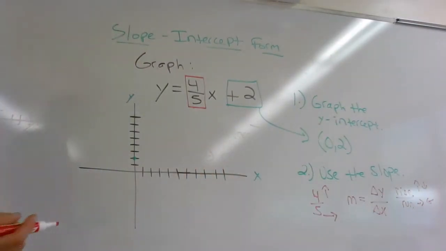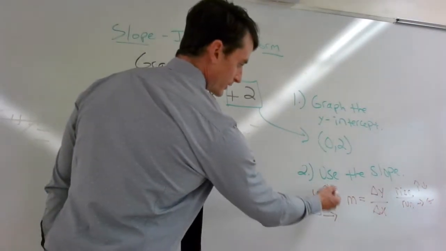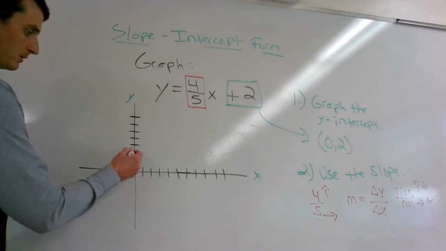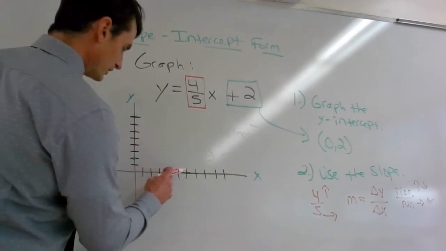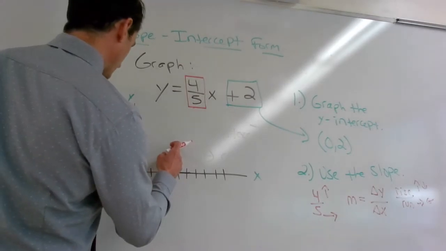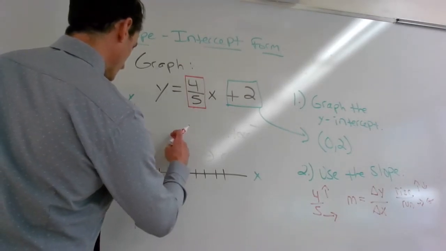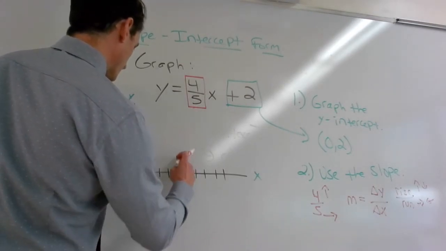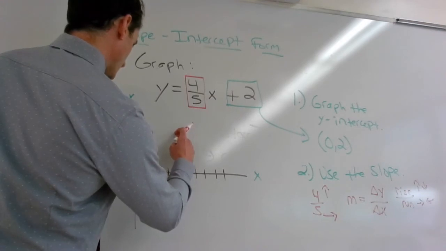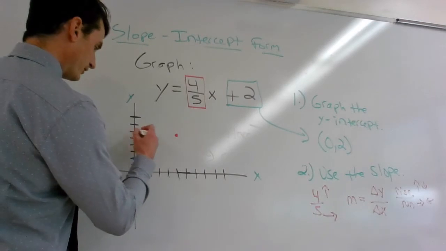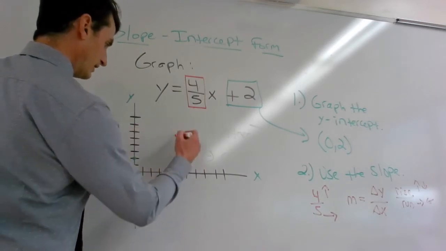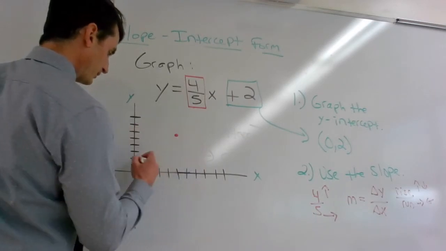Okay? So because we have a positive 4, we're going to go up. So up 1, 2, 3, 4, and over 1, 2, 3, 4, 5. So we're going to meet right here, up 4 and over 5. Here we are. That's our second point.